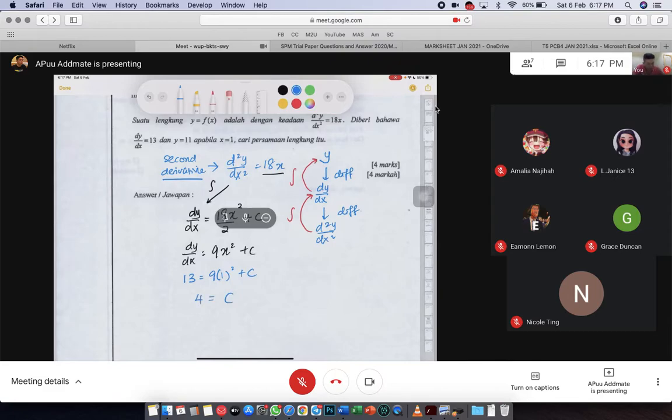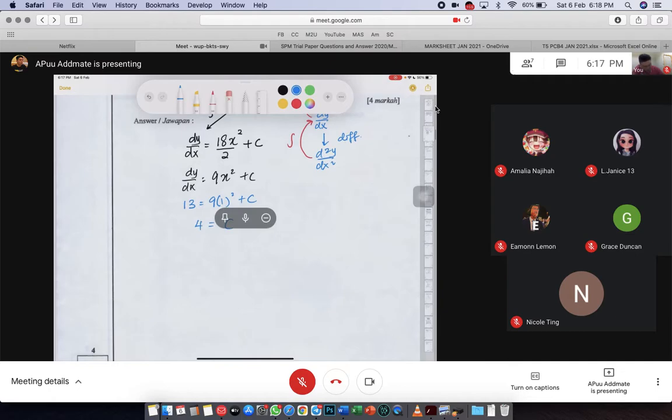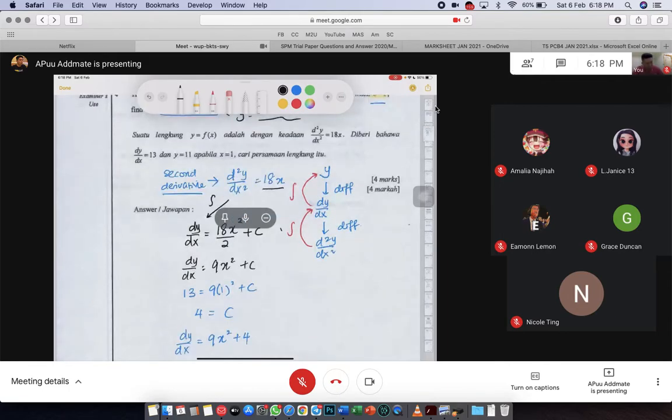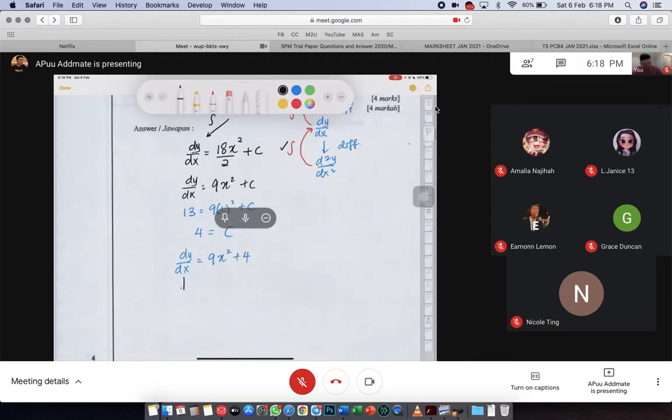So since you get c equals 4, I can write dy/dx is equal to 9x² plus 4. Alright, done. But this is only dy/dx. What does the question ask? The question asks for the equation of the curve. Equation of the curve, normally you have to find y equals blah blah blah. So what is your y? Now again, just now we only integrated the first part. So after integration we got this dy/dx. Then dy/dx you have to change to become y. So if you want to change to y, you have to integrate again.